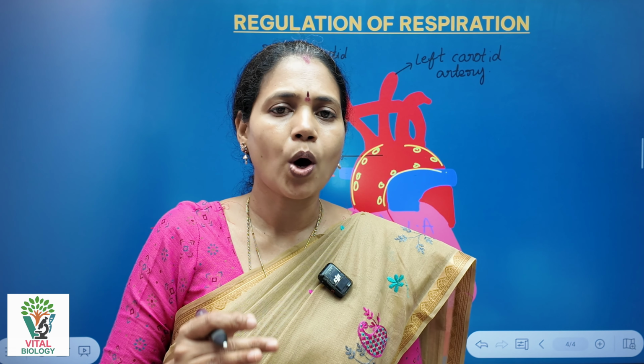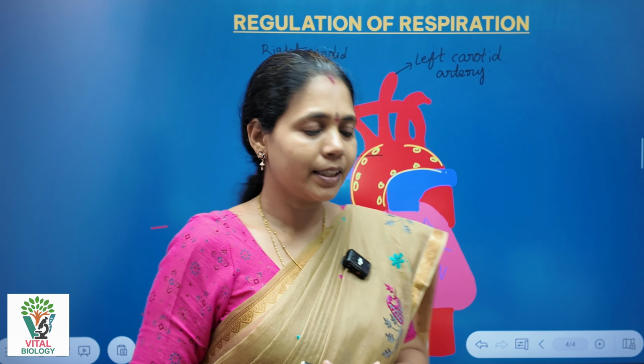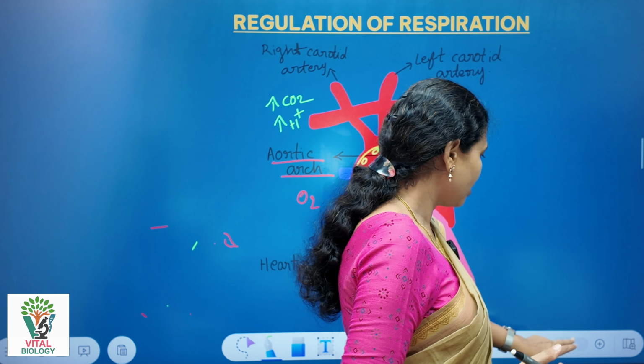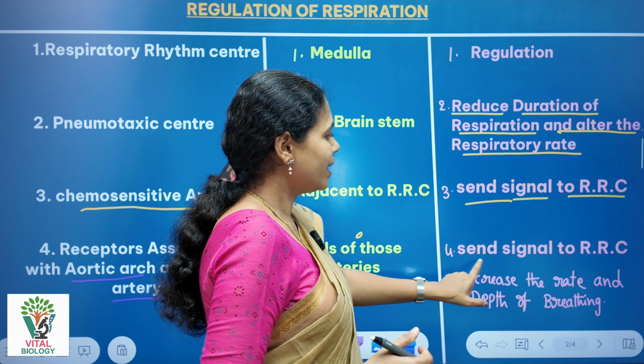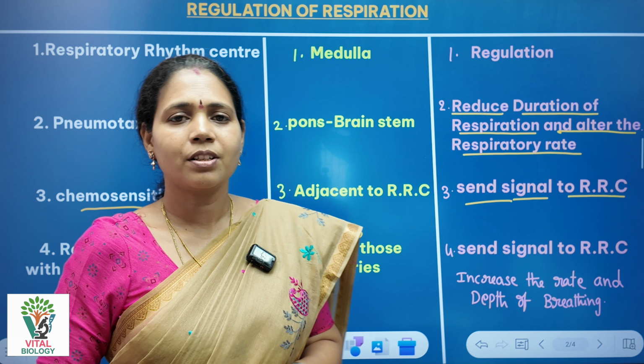When the circulation is going on, these receptors will monitor the levels of carbon dioxide and hydrogen ion concentration. As it should carry more oxygenated blood, the carbon dioxide and hydrogen levels should be less. If in any situation it receives signals of more carbon dioxide and more hydrogen, it sends a signal to the respiratory rhythm center.